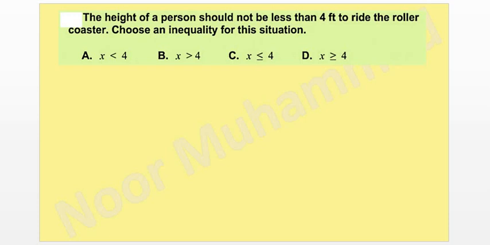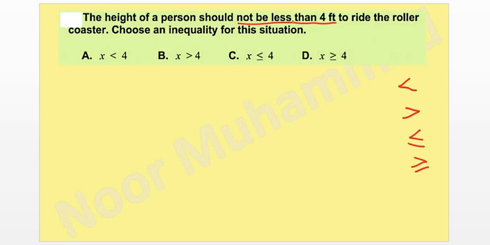When we are dealing with inequalities, actually we deal with four signs: either less than, or greater than, or less than or equal to, or greater than or equal to. Let me quickly explain with the help of this example. The height of a person should not be less than 4 feet. Should not be less than 4 feet. It means it can be 4 feet or more, but it should not be less than 4 feet to ride the roller coaster. Choose the inequality for this situation.